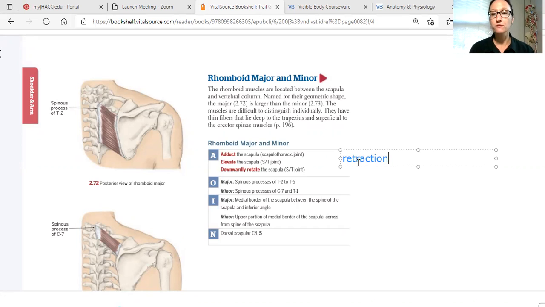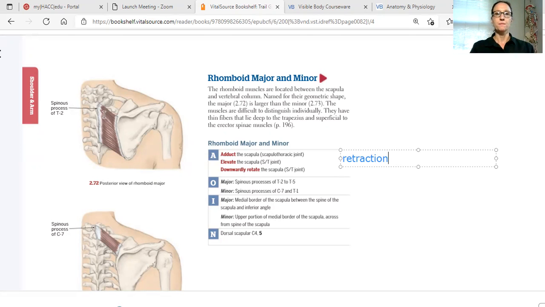You can use them interchangeably. I personally prefer retraction and protraction because it mimics what happens at the mandible in protraction and retraction. You're moving it forward and back, and that's what you're doing with the shoulders too. So I like retraction, but just know that it is adduction as well. So we have adduction or retraction of the scapula, elevation of the scapula, and downward rotation of the scapula.